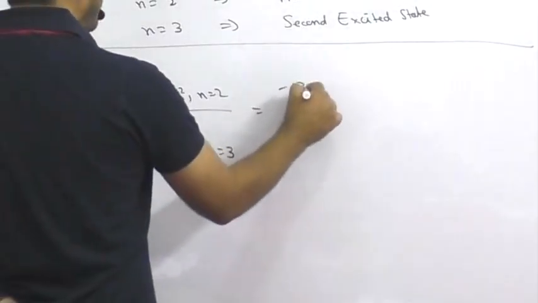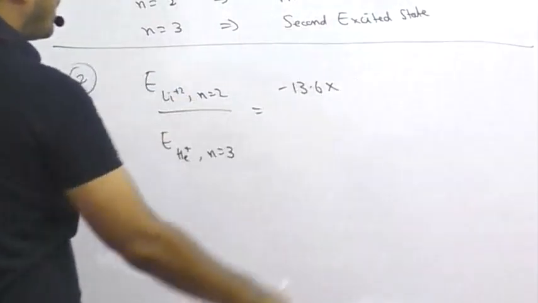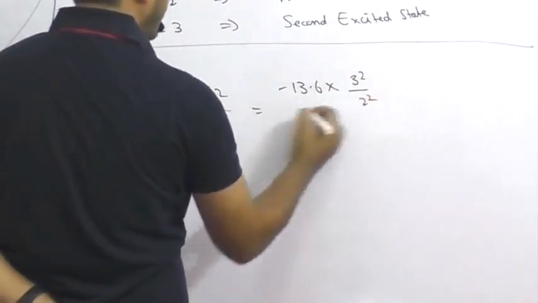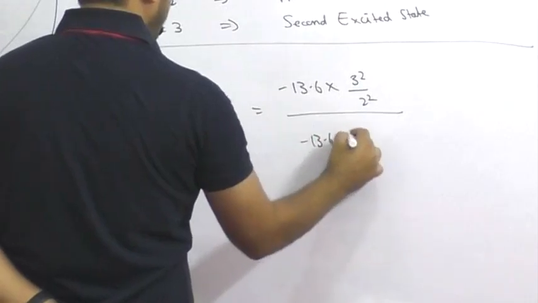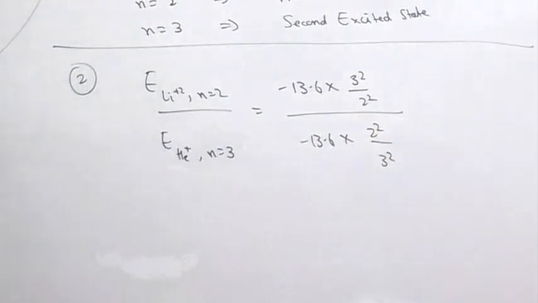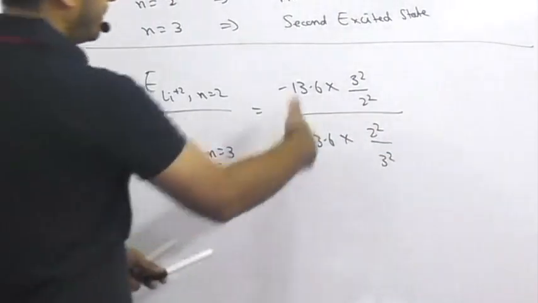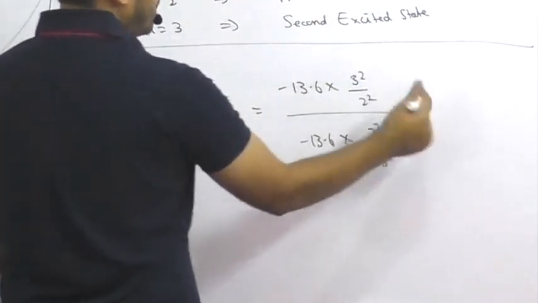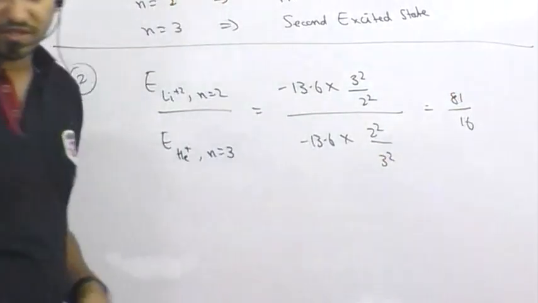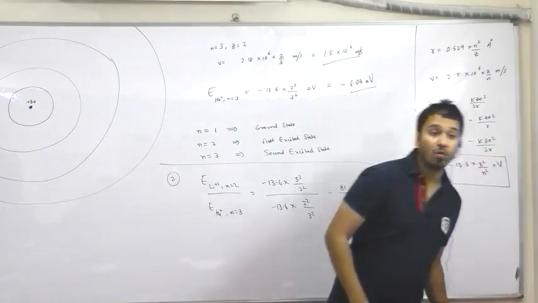So what will this be? This will be minus 13.6 into Z square by n square. Lithium atomic number is 3. So 3 square by 2 square upon minus 13.6 into 2 square by 3 square, Z square by n square, right? So minus 13.6 all cancels. So 9 into 9, 81, 4 into 4, 16. 81 by 16.